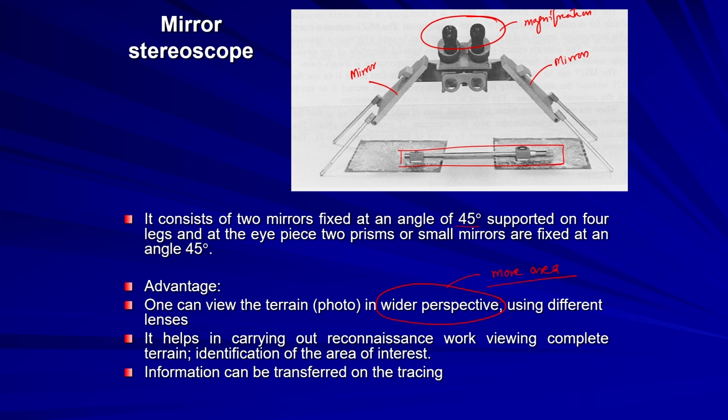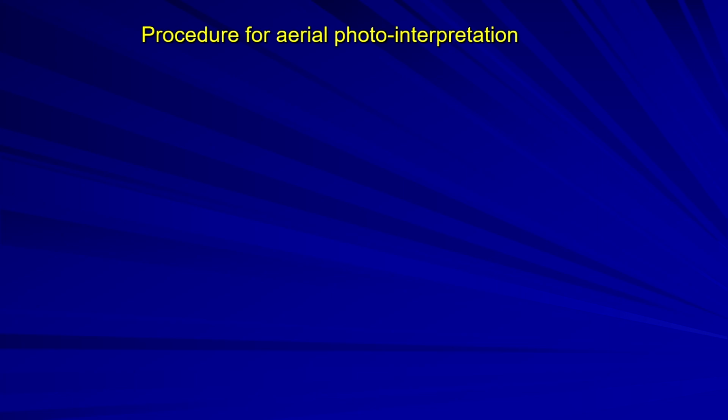And also the last point which has been shown here is that you can put the tracing sheet on one of the photographs and then trace your features, very easily. So, you can side by side manually prepare your maps depending on what information you want to extract out of this. So, this is the difference between the pocket and mirror stereoscope.